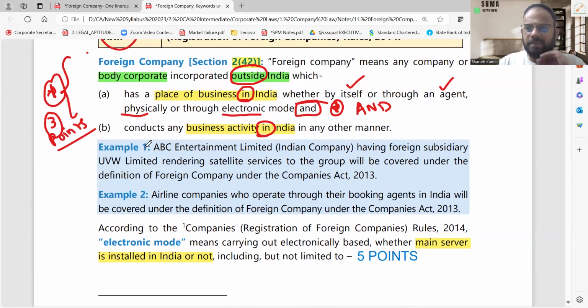Okay. So there will be some examples which you know it is going to be important. Foreign subsidiary, yes, that also will be covered under. So that is what they are talking about. Booking agents. Will it be covered? Yes, it will be covered, because they are saying by itself or through agent. Foreign subsidiary, yes. So these illustrations and examples you can glance based on the definition.